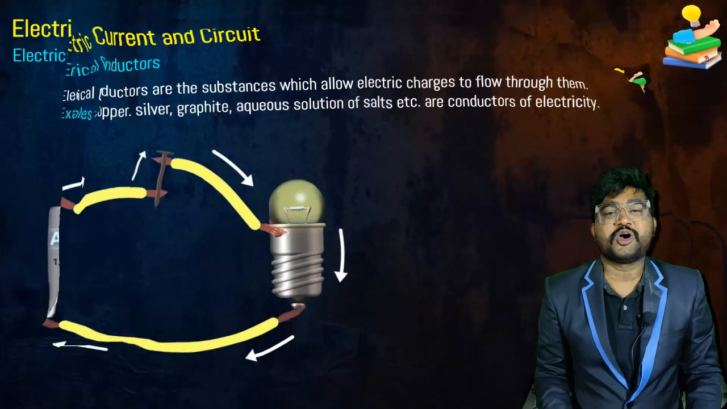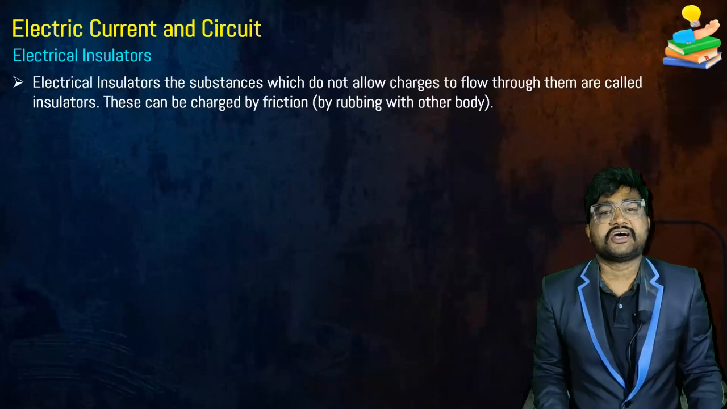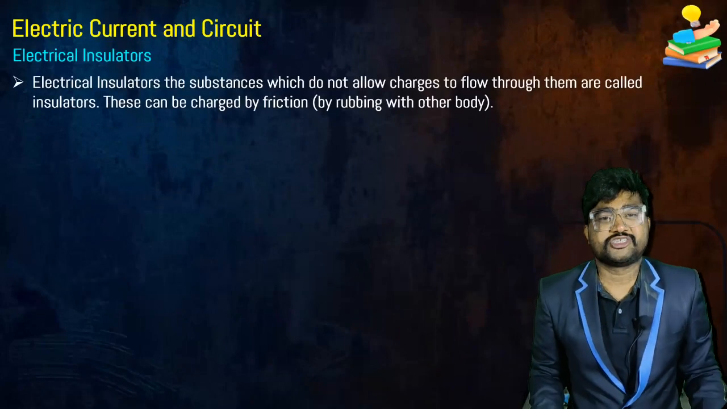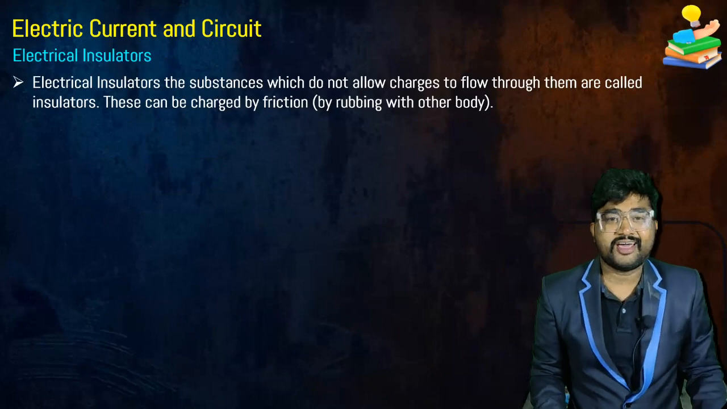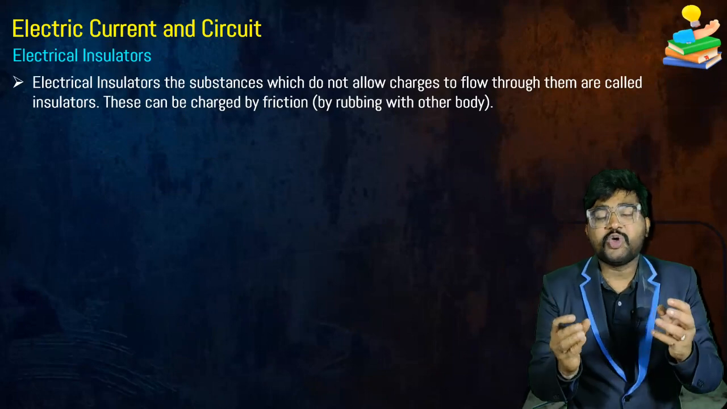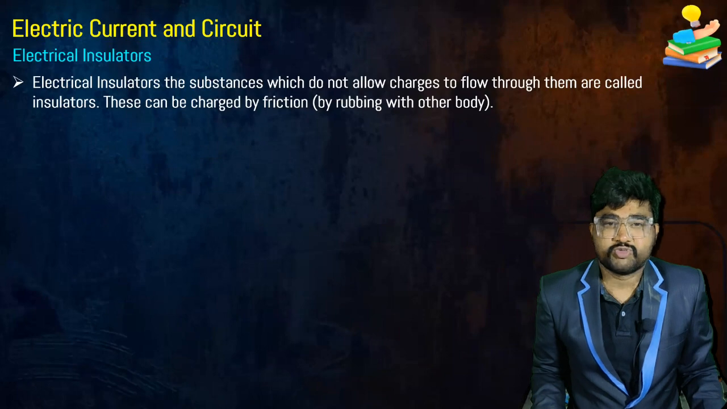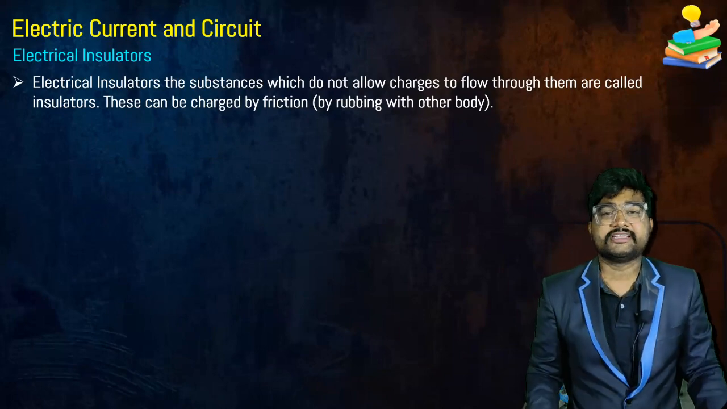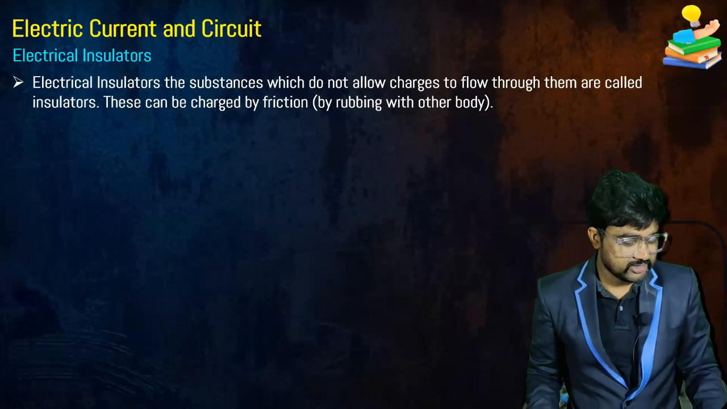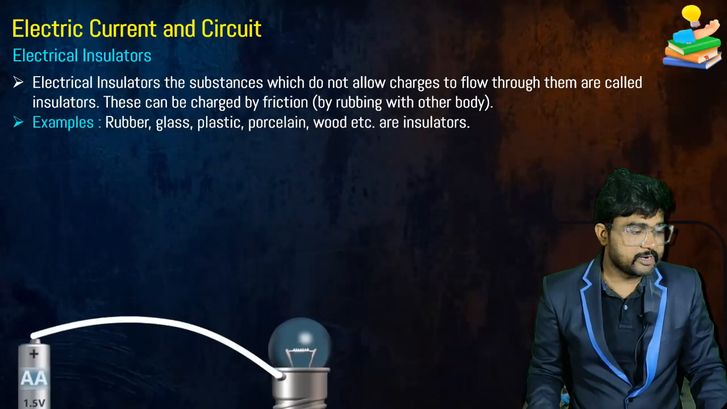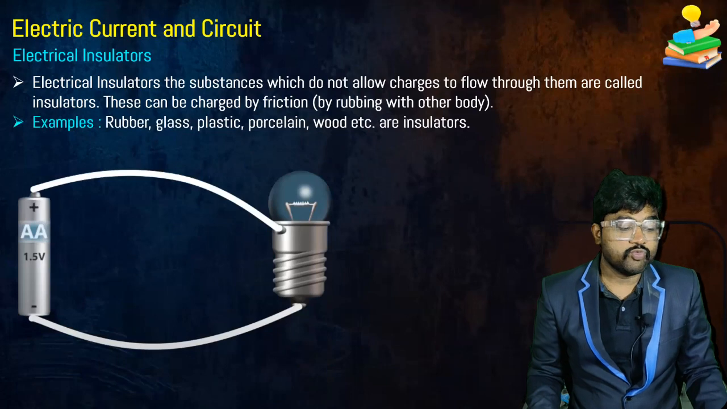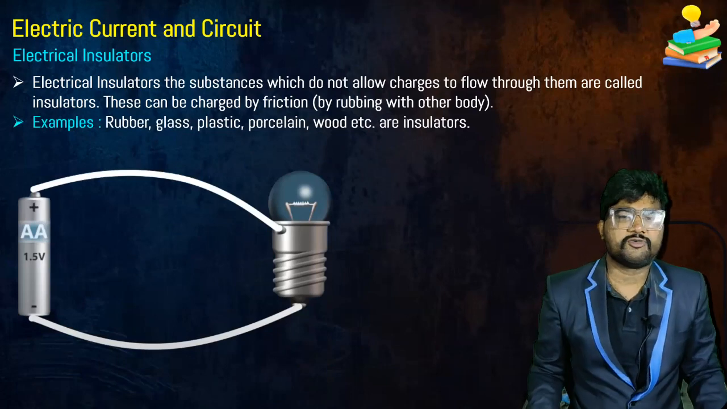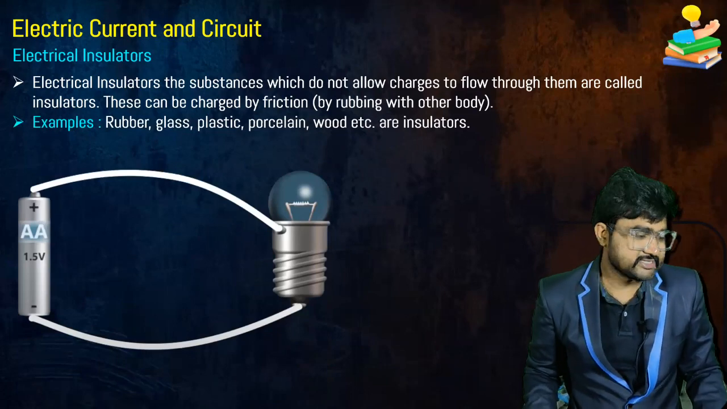Now, let's have a look at electrical insulators. Some materials do not allow the charges to flow, like air. Some materials do not allow electric charges to flow. Those substances or materials are called electrical insulators. Just observe here: rubber, glass, plastic, wood are some examples of electrical insulators.